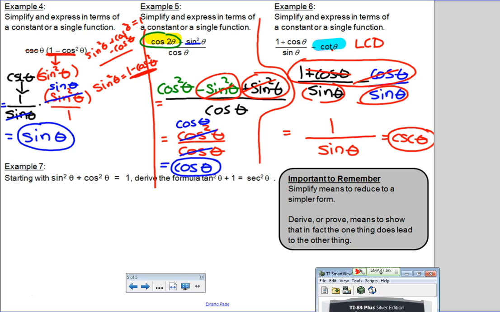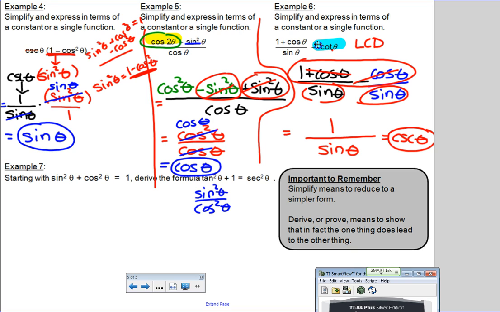Okay, lastly, example 7. Starting with sine theta plus cosine squared theta equals 1, derive that other formula that I showed you on the front page. So this was actually a Regents question. It was 2 points, and you had to know how to actually go from that formula to the other formula. Well, it might help to actually know what that other formula looks like if you expanded it or replaced it. So tangent squared is sine squared theta over cosine squared theta. Oh, and you're like, how did I get that?